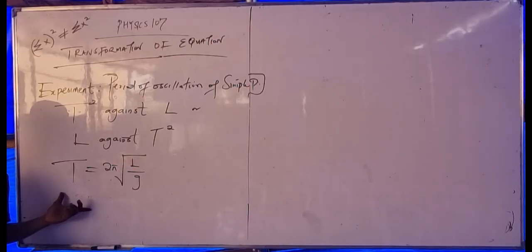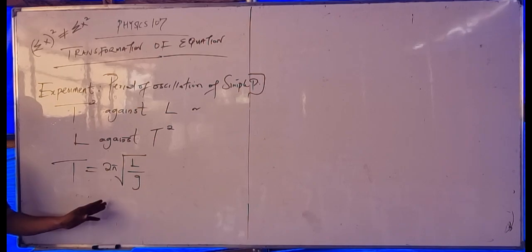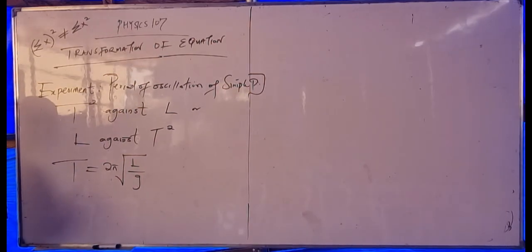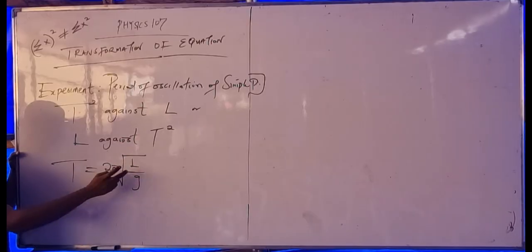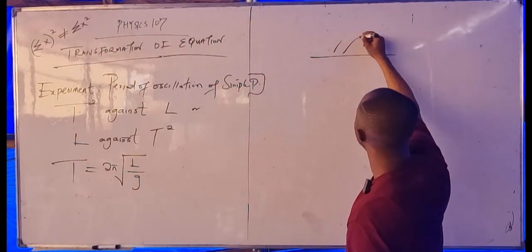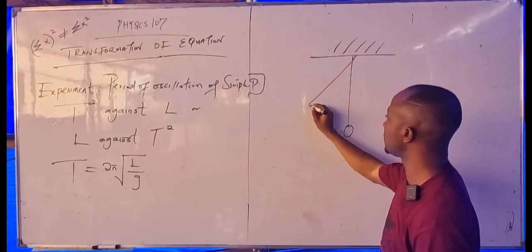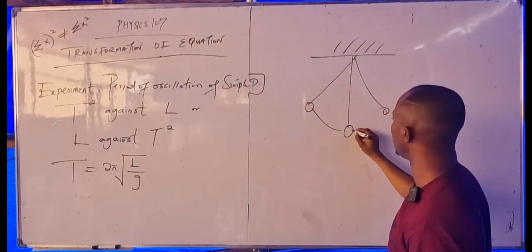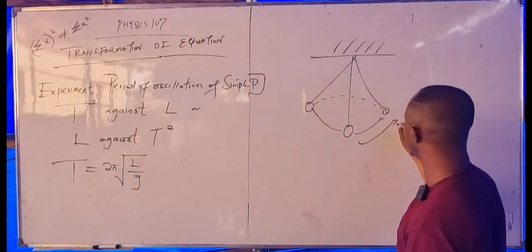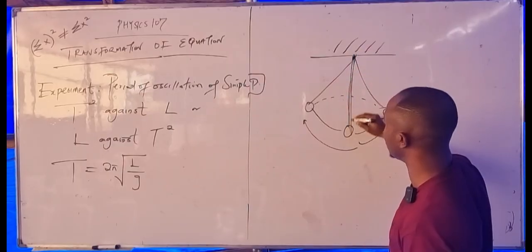Under simple harmonic motion, period is given as 2 pi square root of L over G. This is a simple formula that connects our period with the length of the thread. If I have a thread and I have my pendulum ball, when you swing this, it moves to and fro. This distance from here to here is called the length of the cord, which is L.